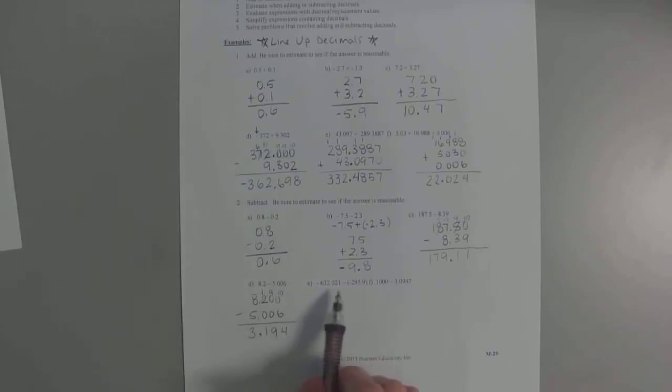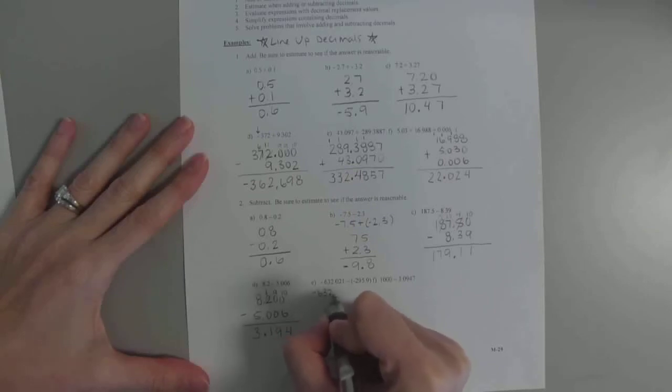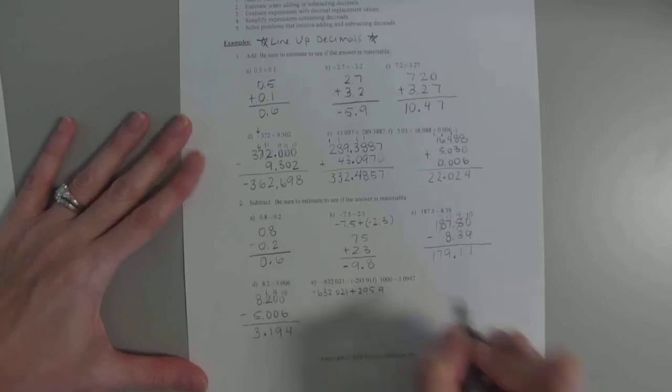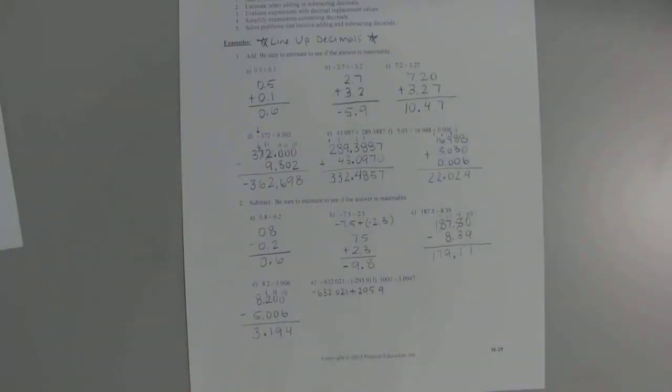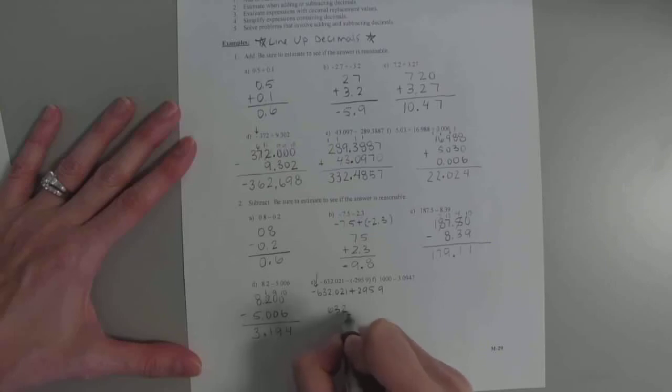Okay, so on E, what's happening there is, remember, whenever you have take away a negative, that's really the same thing as negative 632.021 plus the opposite, 295.9. Right? So the subtraction changes to a plus, and what's the opposite of negative 295? Positive 295. So what do we have now? We have an instance of opposite signs. And so what do we do with opposite signs? Subtract. And I'm going to give it a negative answer because he's negative, right?